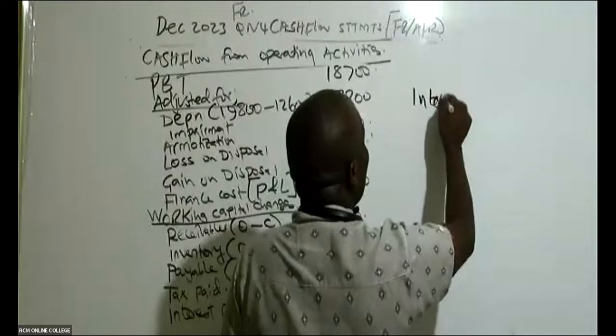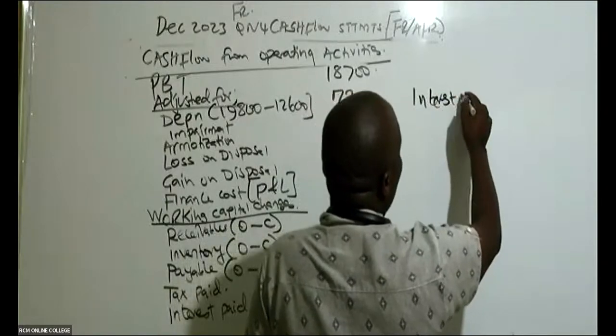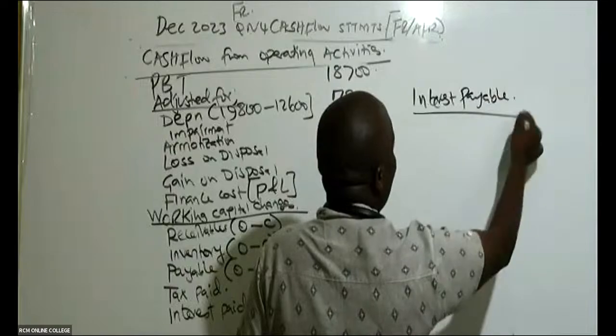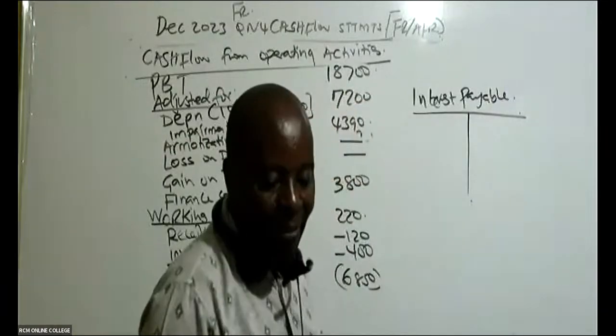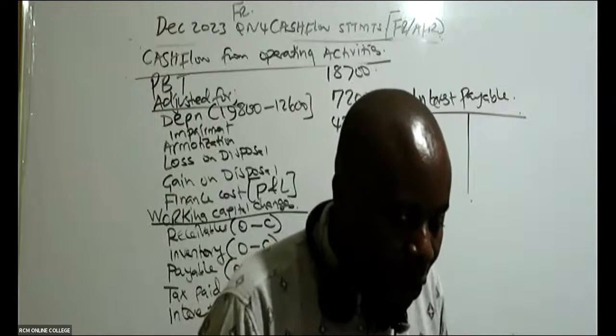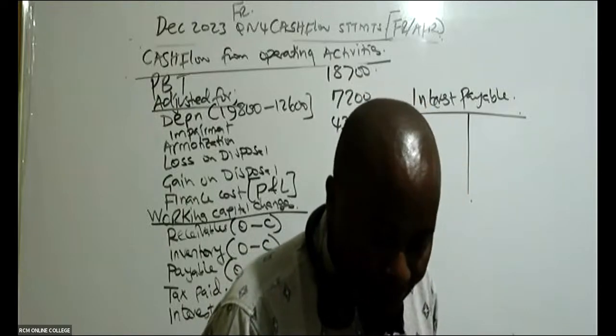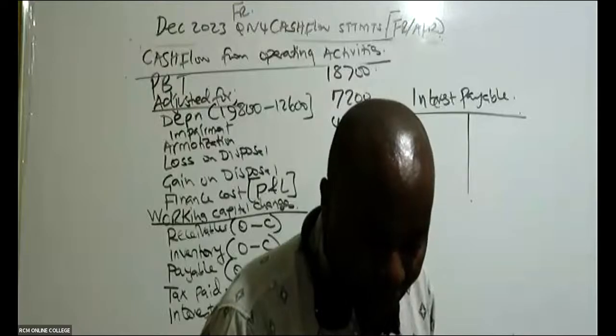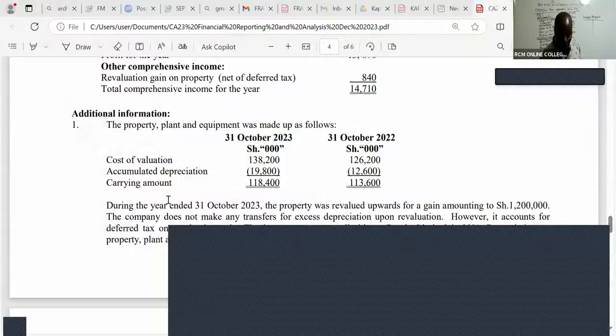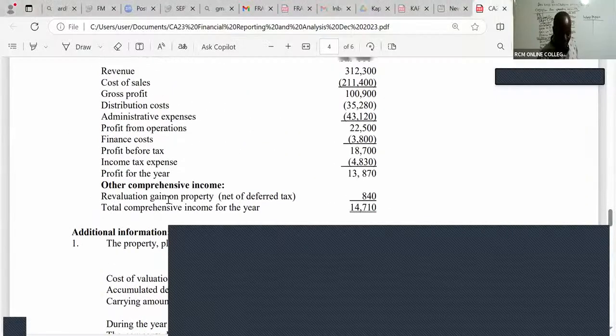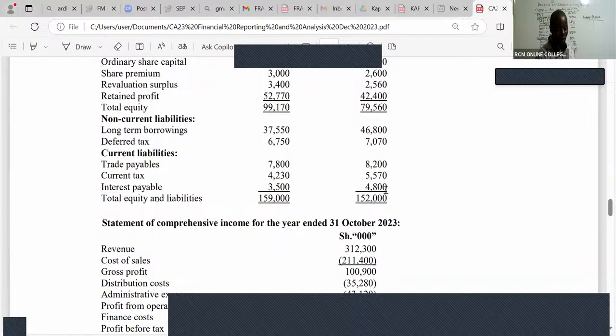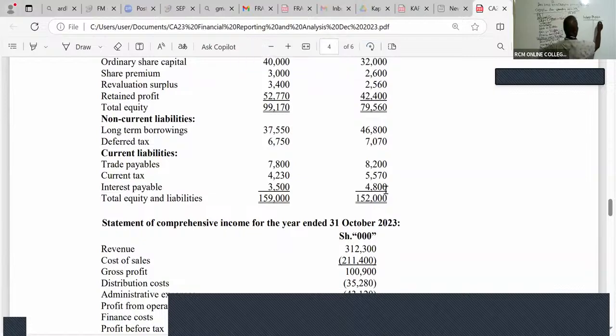Interest paid: track your interest. Come here and track your interest payable. Go to your balance sheet and see how interest behaves. Here you see interest payable. At the beginning of 2022, you had 4,800. Interest was 4,800 at the beginning. At closing, it is 3,500.